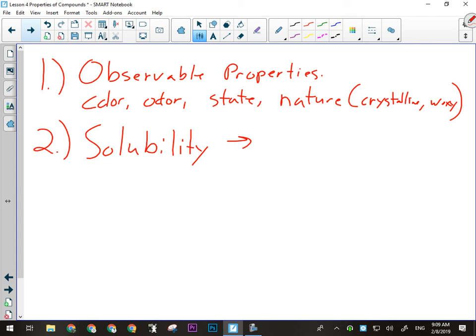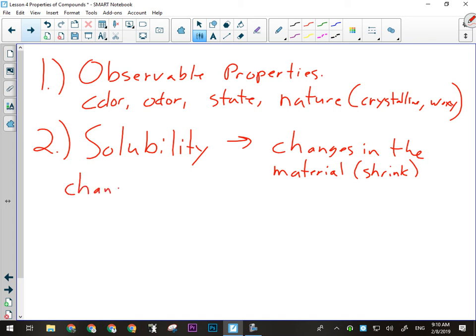That would be if the liquid assumes the color of the crystals. So if they have blue crystals and the solution becomes blue, obviously some of it's dissolving. If the crystals appear to shrink, so any changes in the material, and by that I mean like does it shrink or something like that. And then we also want to watch for any changes in temperature. Changes in temperature can indicate several things.